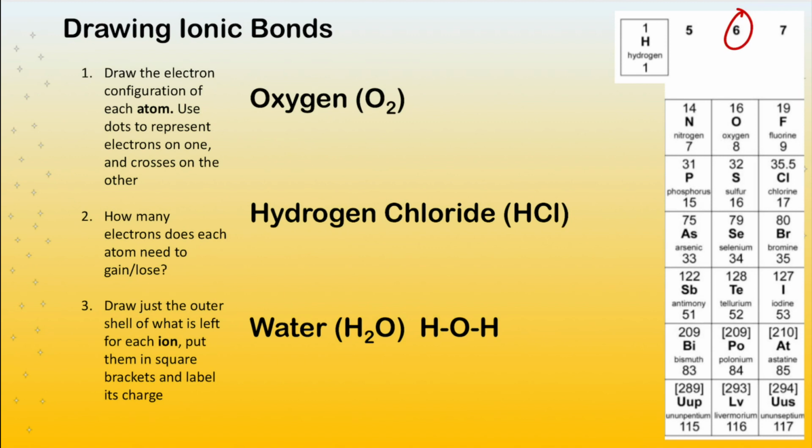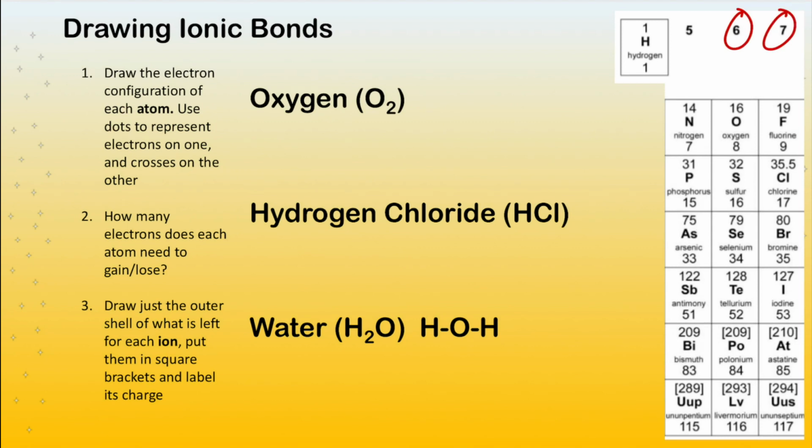For hydrogen chloride, hydrogen is in group 1. It's got 1 electron only. So we're thinking in terms of shells, it needs to make up from 1 electron to fill its shell. It needs just 1 more because the first shell only has 2 electrons in it. And chlorine is in group 7. I'll let you work that one out.